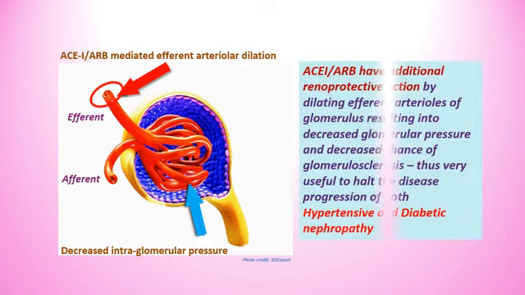We know that ACE inhibitor or ARB cause dilatation of the systemic artery, causing lowering of the blood pressure. In addition to that, ACE inhibitor or ARB have additional renoprotective action by dilating efferent arterioles of the glomerulus. As a result, there will be fall of intraglomerular pressure and decreased chance of glomerulosclerosis. Thus, very useful to halt the disease progression of both hypertensive and diabetic nephropathy.